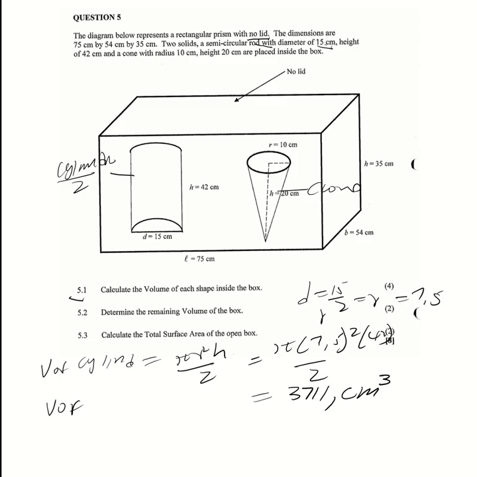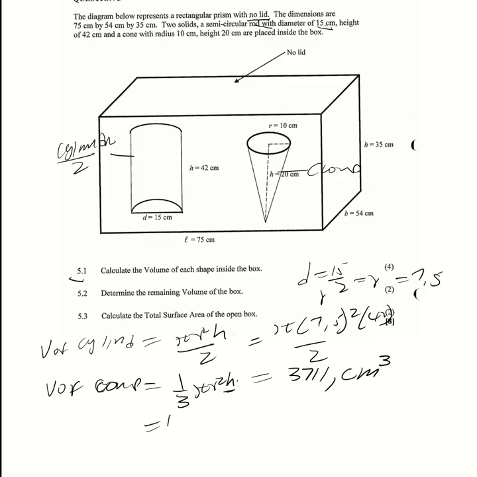Now we're going to the volume of a cone. The volume of a cone is 1/3 the volume of a cylinder, which is pi r squared h. Remember, the height we're dealing with here is the perpendicular height. So it's 1/3 times pi, the radius is 10, the height is 20, so 1/3 times pi times 10 squared times 20, which gives us 666.67 centimeters cubed.